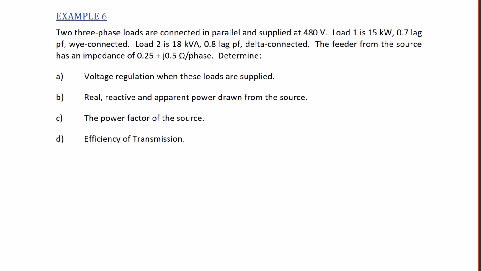Example 6, two three-phase loads are connected in parallel and supplied at 480 volts. Load 1 is 15 kilowatts, 0.7 lag power factor, Y connected. Load 2 is 18 kVA, 0.8 lag power factor, Delta connected. The feeder from the source has an impedance of 0.25 plus j0.5 ohms per phase.